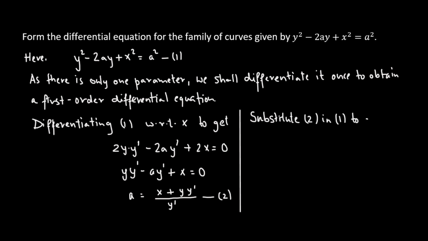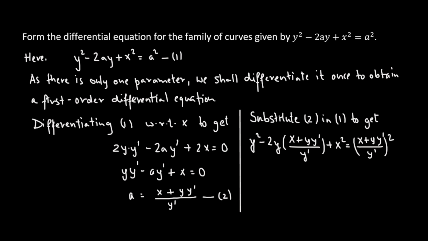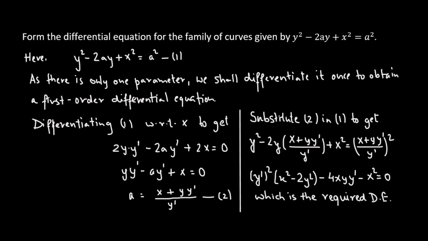Substitute 2 in 1 to get y squared minus 2y. In place of a, we are replacing it with equation number 2, that is (x plus y times y prime) divided by y prime, plus x squared equals ((x plus y times y prime) over y prime) squared. Performing some algebra which is left as an exercise, we obtain y prime squared times (x squared minus 2y squared) minus 4xy times y prime minus x squared equals 0, which is the required differential equation for the family of curves given by y squared minus 2ay plus x squared equals a squared.